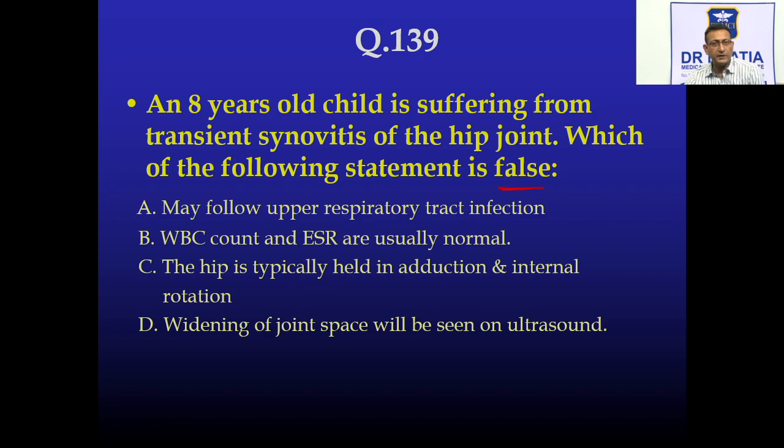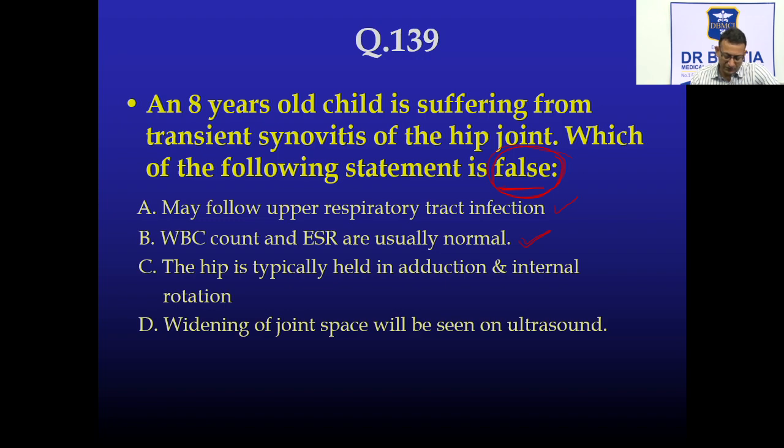So, once the patient develops synovitis, all the features are usually the same. Okay, so this may follow the upper respiratory tract infection. Yes, that is a true statement, but because we are trying to find out the false statement, this is not the answer. So, WBC count and ESR are usually normal, and if somebody has an upper respiratory tract infection, usually the WBC count in viral infection is going to be normal. Okay, so this is also the right statement, but it is not the answer as far as this question is concerned.